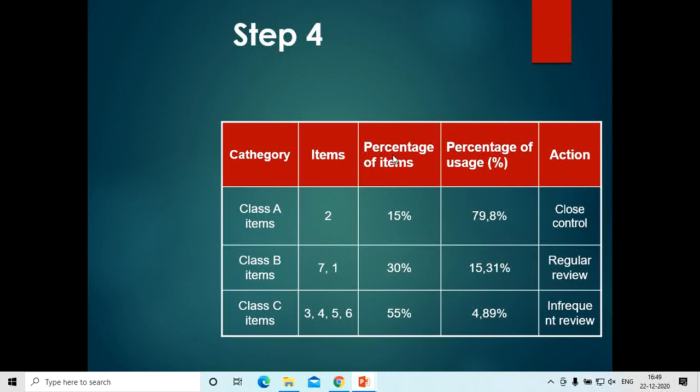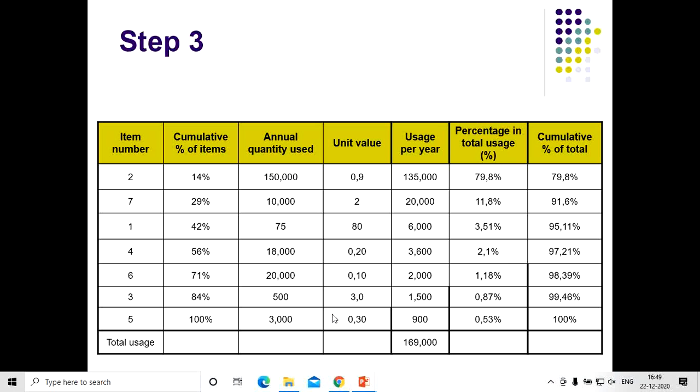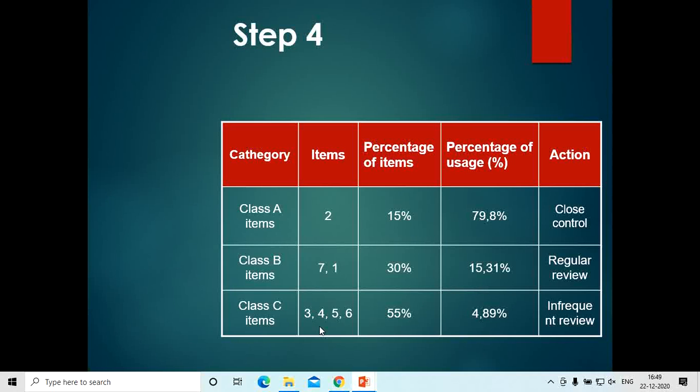And the percentage of items is how much? 30%. And again, the remaining will be items 3, 4, 5 and 6. And how much is the percentage usage? It is 4.89. If I count the percentage from the table, we can get that it is almost 55%, so around 50%. So we have segregated all the items into A, B and C categories.